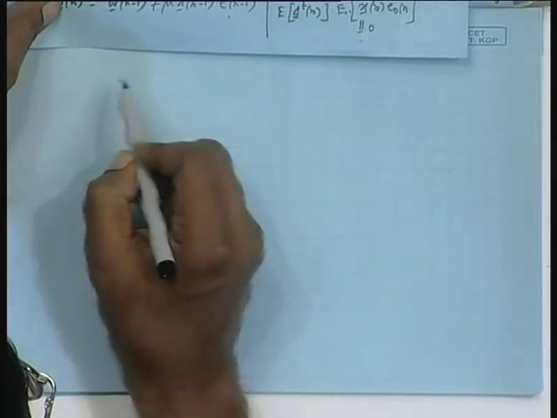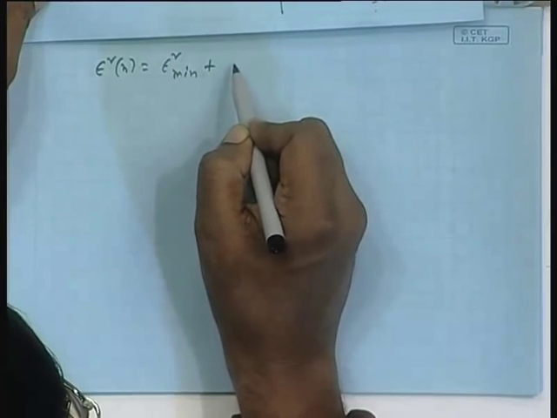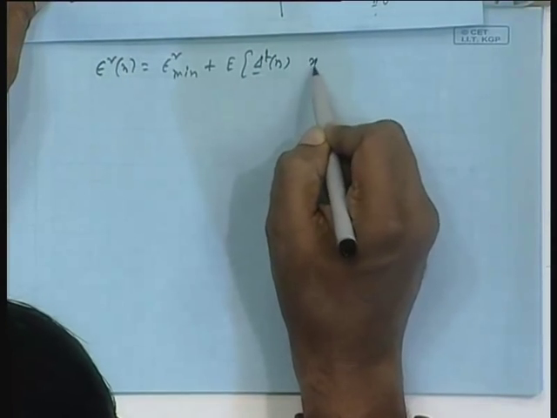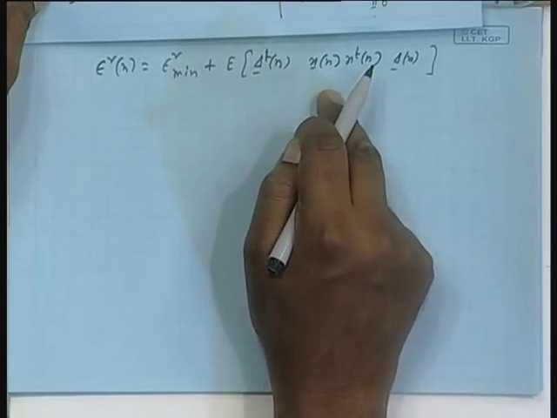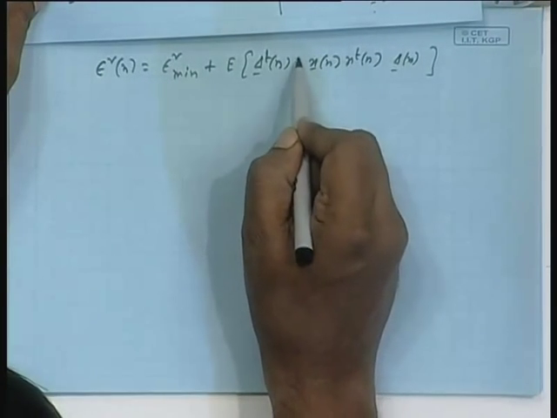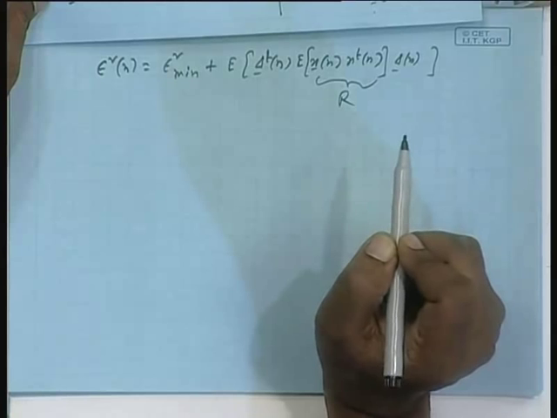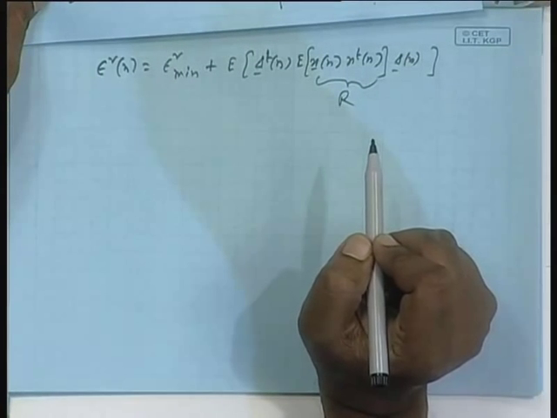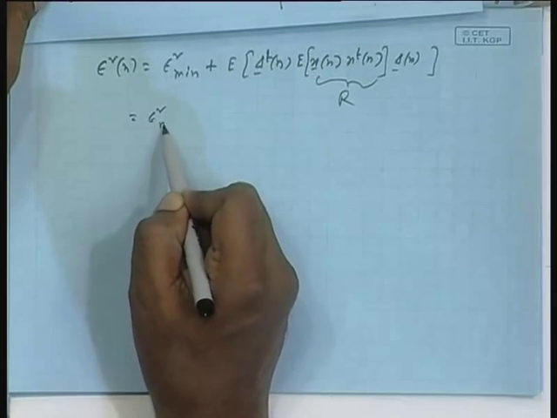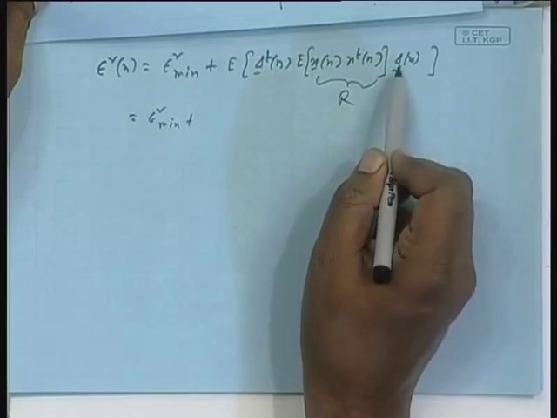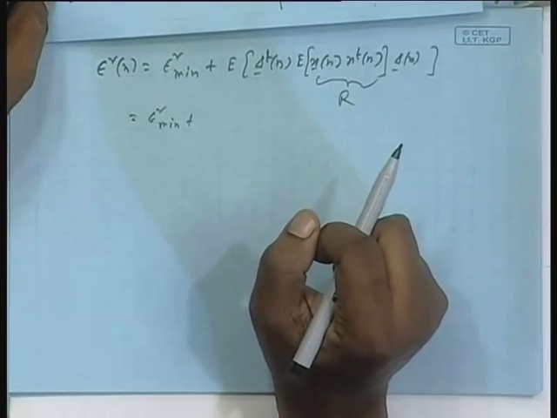I am repeating again. What we got here is epsilon square mean plus E of delta transpose n, then we had x n x transpose n delta n, isn't it? This is it. Since they are statistically independent by your assumption, you can apply the E over this. And this is your R matrix. So E of delta transpose n R delta n. R is a matrix, delta is a column vector, so the product is row into column, a scalar. Now, a scalar and its trace are the same.